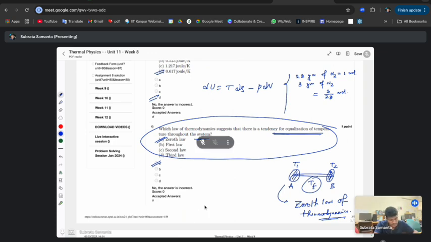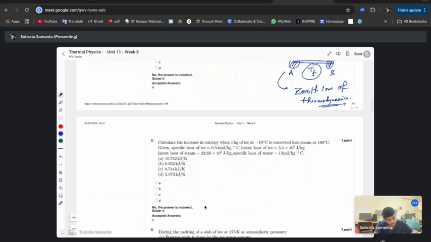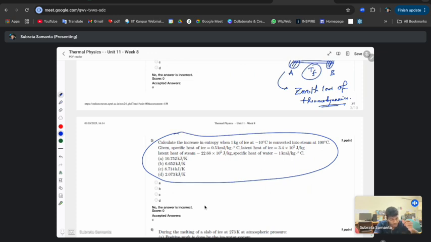Okay, so it seems that there are no more questions, so I'll move to the next one. The next question is: calculate the increase in entropy when 1 kg of ice at minus 10 degrees centigrade is converted into steam at 100 degrees centigrade. The specific heat of ice, latent heat of ice, specific heat of steam and latent heat of steam are given in the problem. So calculate the increase in entropy.